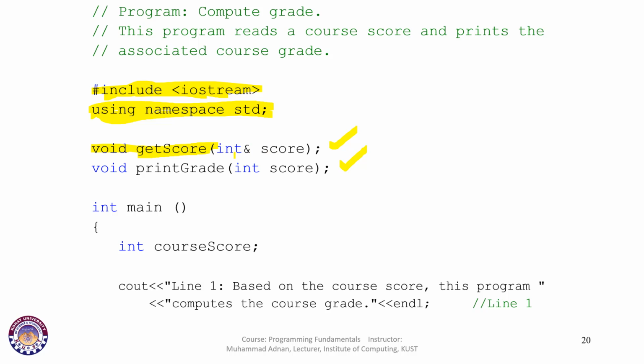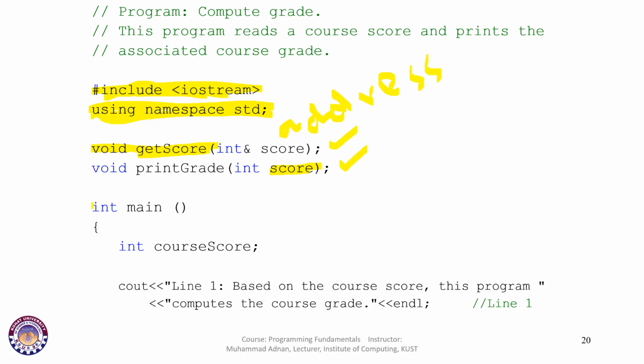And then we have a reference parameter because we are using the ampersand sign. The reference parameter is score. Here it means that score will store the address of a variable. So this is not a normal variable. This is a reference variable or a reference parameter. Why? Because this is special. It is going to store the address of a variable. Whereas in the print grade function, we have a simple variable that is only going to store or copy the score. So we have two functions, get score and print grade.